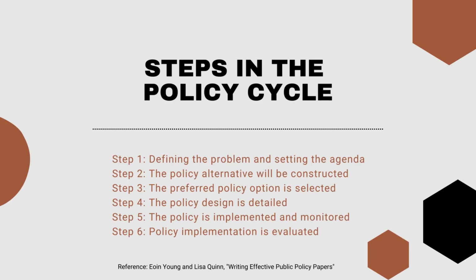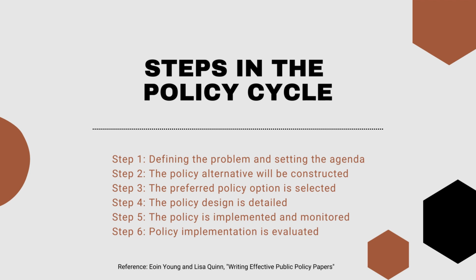Steps in the policy cycle. The policy cycle is an iterative process. The first step is defining the problem and setting the agenda. In this step, the problem is framed to fit the agenda of a particular decision-making group. This definition must be data-driven and persuasive based on the nature of the problem, including the causes, effects, and extent of the problem, and it must be comprehensive yet succinct and straightforward.